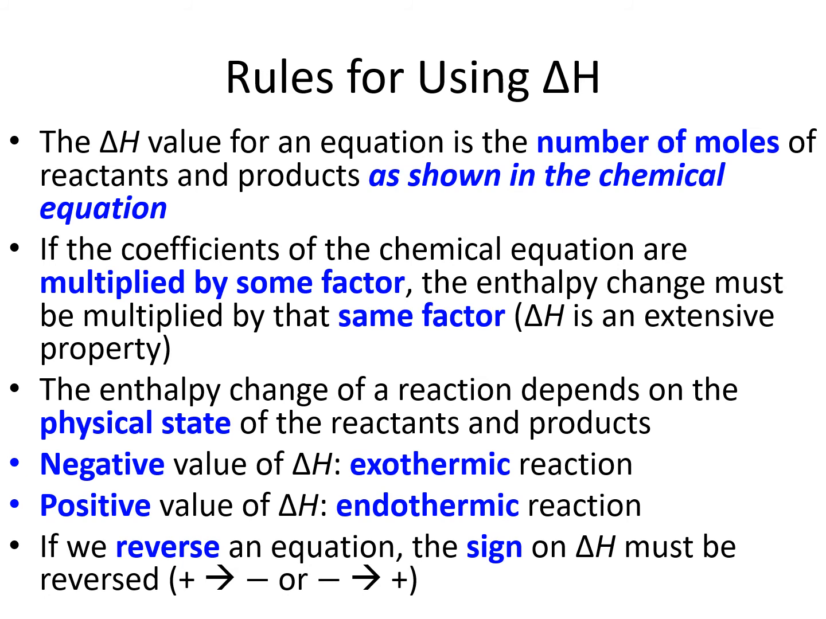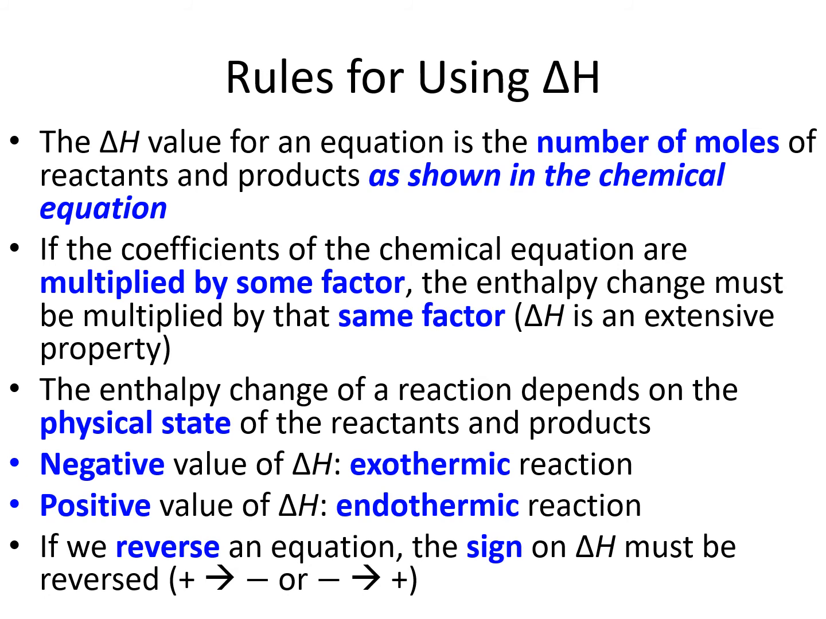So let's say we multiply our coefficients by some value. We're actually going to multiply the delta H by that same value. So if we multiply our coefficients by 2, we'll multiply our delta H by 2. If we divide our coefficients by 2, we'll divide our delta H by 2. And this is because delta H is an extensive property. Remember, extensive properties depend on the amount of matter present. So if there are 4 moles of each thing, that's going to have a different amount of energy associated with it compared to 2 moles of each thing.